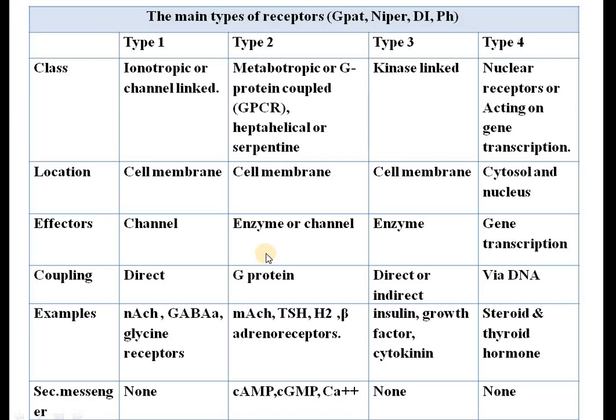Okay. Then again, what is the effector for these receptors? It is nothing but the enzyme, or they will couple with the G protein. Okay, guanosine protein. Then what are the examples of this kind of receptor? Muscarinic acetylcholine receptor, thyroid hormone receptor, then histamine 2 receptor, beta adrenoreceptors. All these are the examples of G protein coupled receptors.